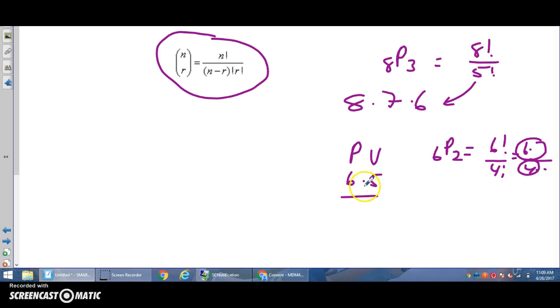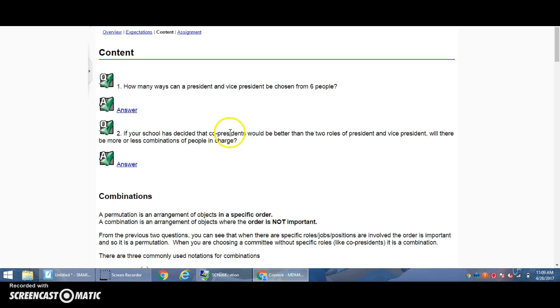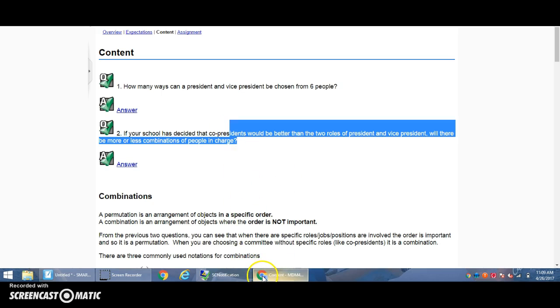Now, the next question is, okay, forget that. Let's have 6 people, and I want to choose 2 of them. Okay, so the example they use, there was another example later talking about people in a play. So let's stick with this, and let's just see exactly what they say here. If your school decided that co-presidents are in charge, so there's no difference between one president and the other president. They're called co-presidents. How does that differ?